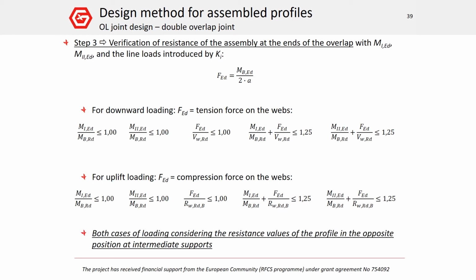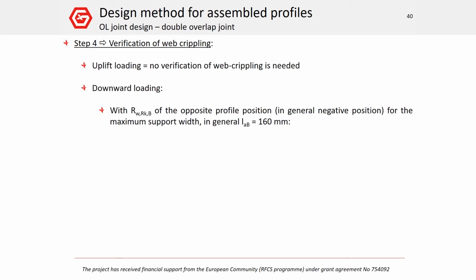It's important to note that for this step 3, resistance values of the profile in the opposite position must be used for both cases of loading. Verification of web crippling is a step 4. It is not relevant for uplift loading, but necessary under downward loading.